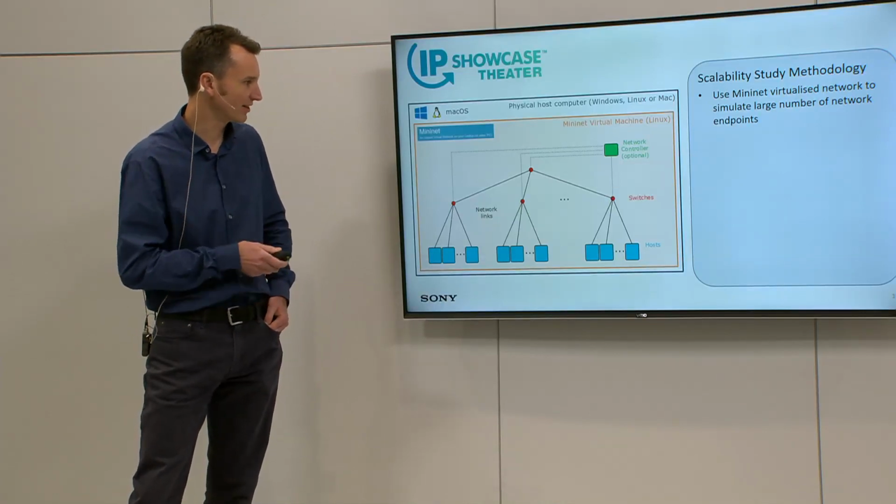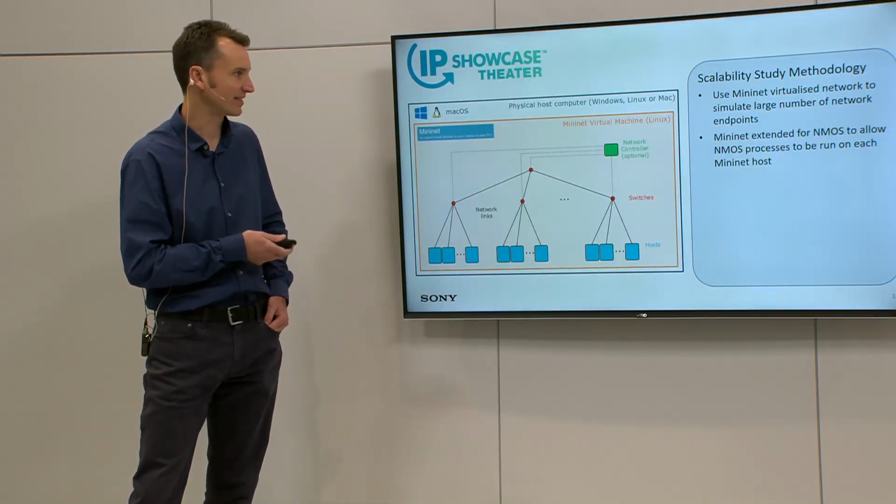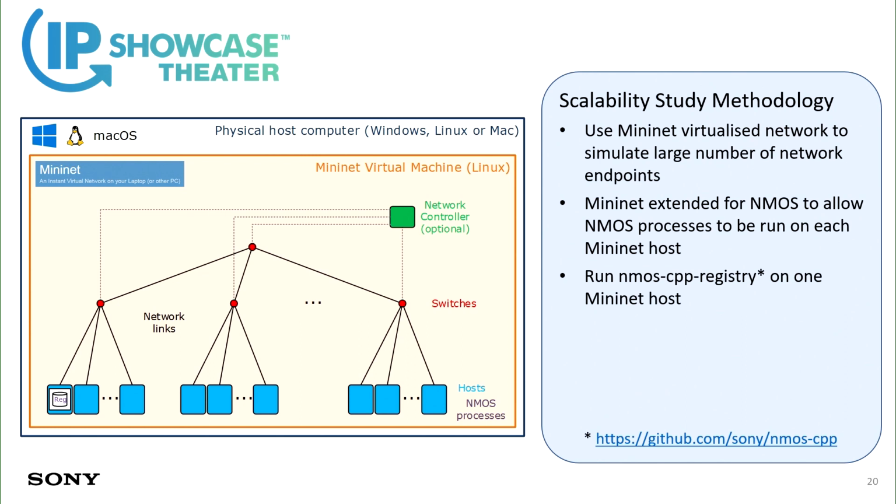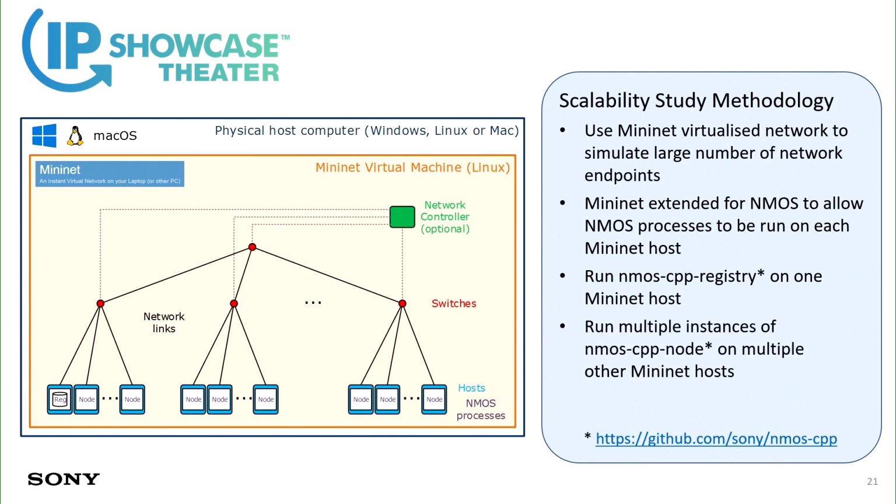So within each of those Mininet hosts, what we've done is we've extended Mininet to allow them to run NMOS-based processes by extending that scripting language to make it very easy to run scalability tests with this network. And then using that, we run an NMOS registry on our first Mininet host and multiple instances of NMOS nodes on all the other Mininet hosts.